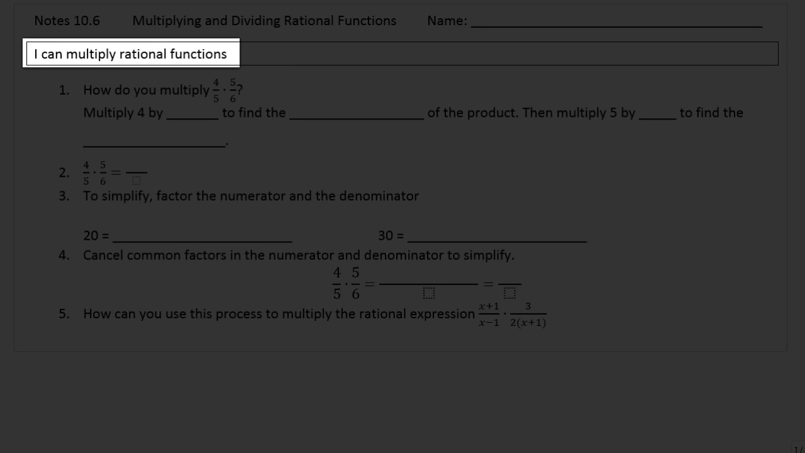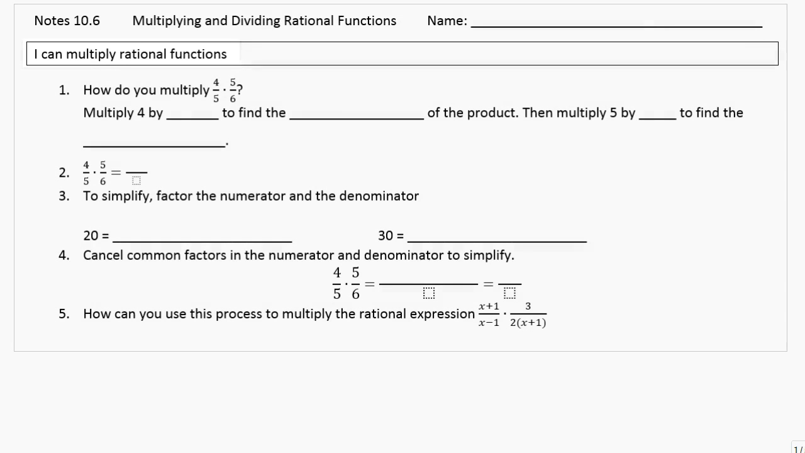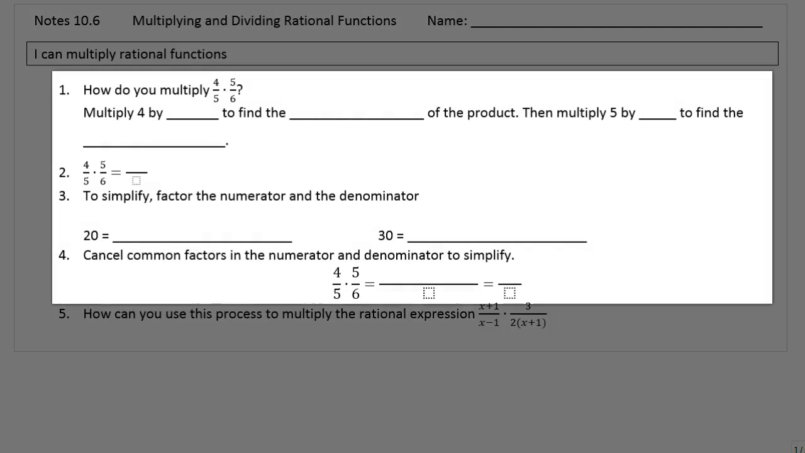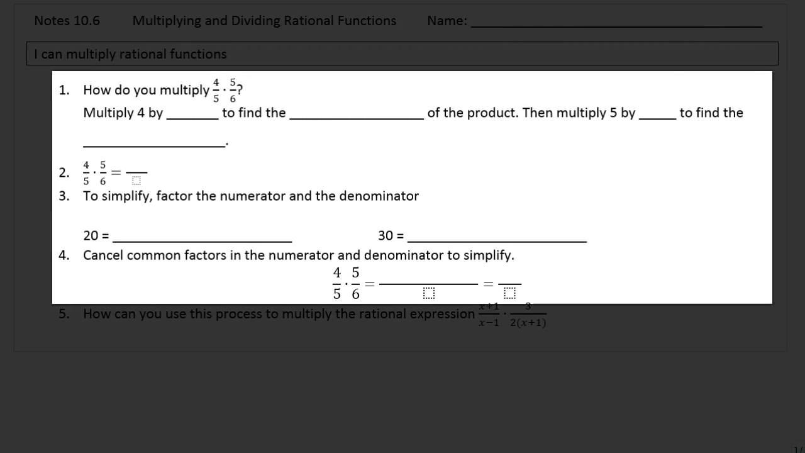Well, welcome. In this video, we're going to be looking at how to multiply rational functions. But first, let's look at this simple problem where we have 4/5 and 5/6 being multiplied by each other. Now, in situations like this, we want to multiply the numerator and denominator separately.